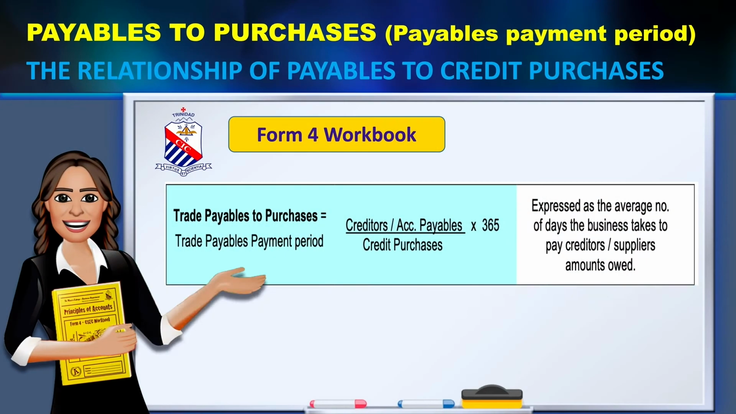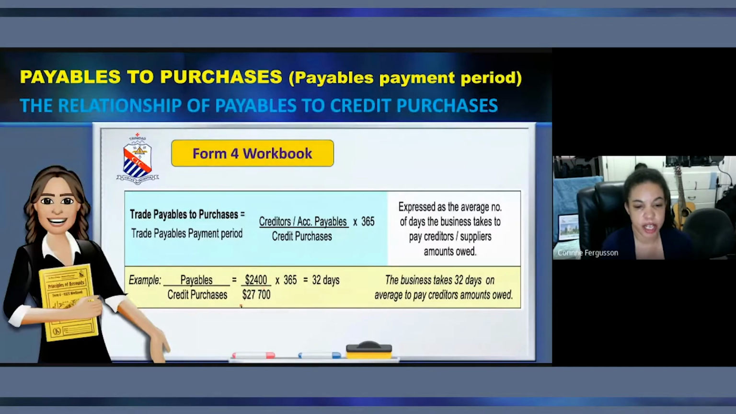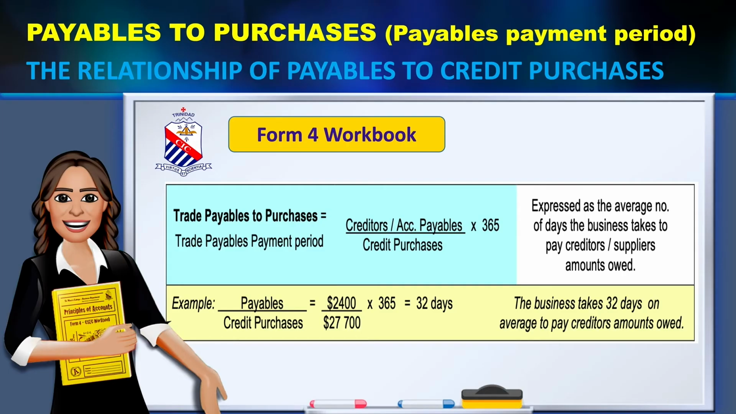So in our example in the workbook, we have the payables was 2,400, credit purchases was 27,700, multiply by 365. Very easy, just plug in the figures in your formula and you will get the answer as 32. And 32, you add days to it, which means that the business takes 32 days on average to pay the creditors, or the payables, the amounts that are owed.